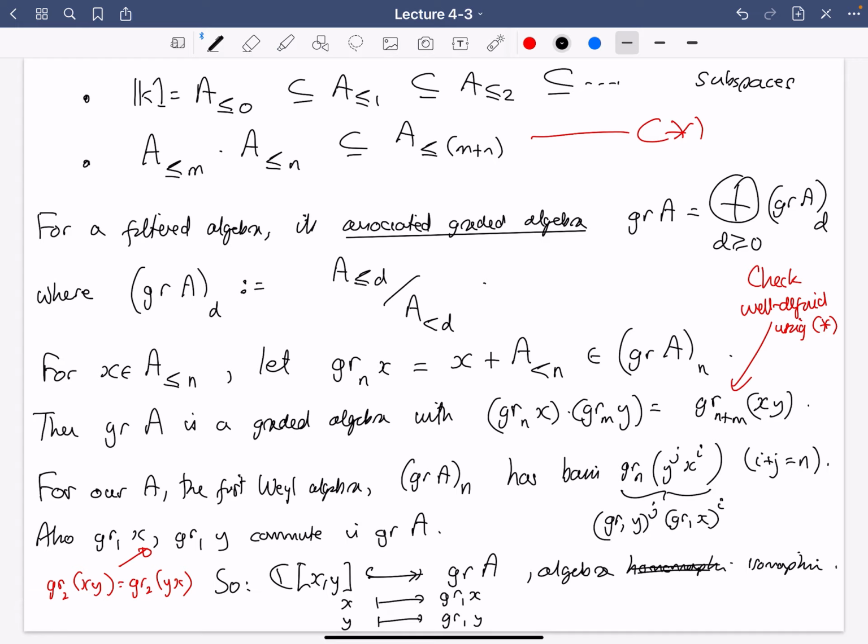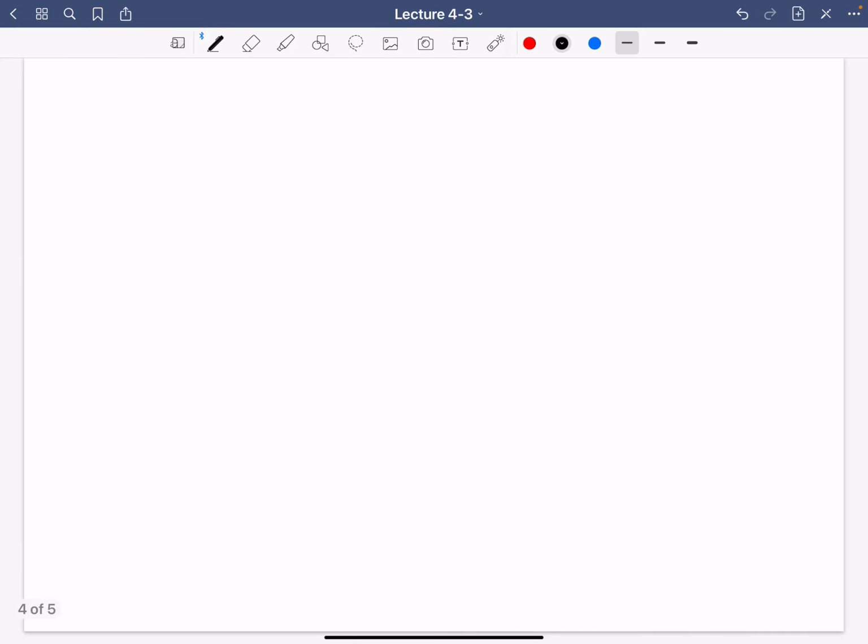So take all that as kind of a warm-up for the story for the universal enveloping algebra of a Lie algebra, and it's very similar. So back to the PBW theorem for our universal enveloping algebra. So that's a basis theorem.